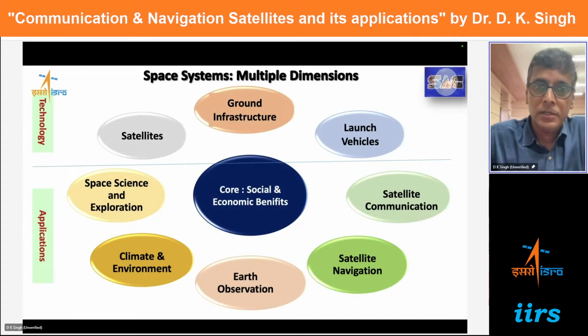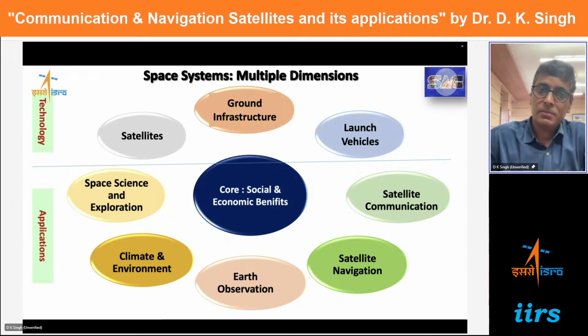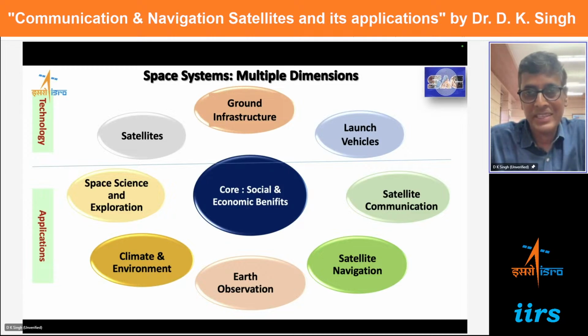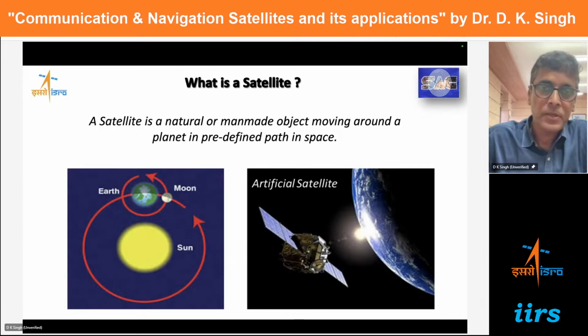If you look at the space system, it has multiple dimensions. On the top side, you can say there are technologies, and on the bottom side, there are applications, and they all cater to the core, which is social and economic benefit. All these things are done to derive a certain set of social and economic benefits. Today's topic covers the technology elements as well as the application sector of the space system.